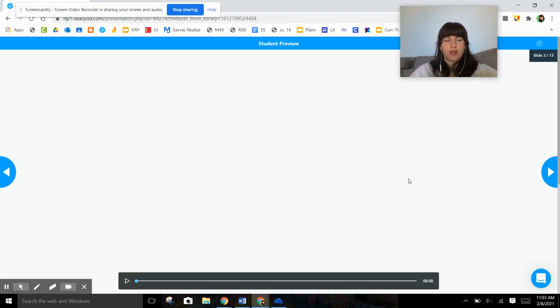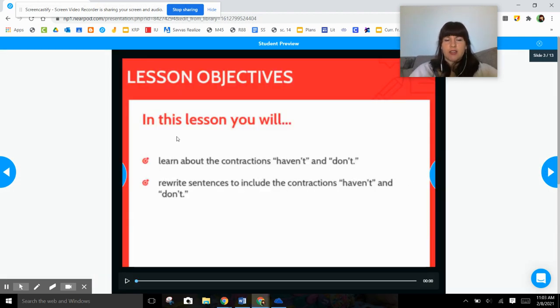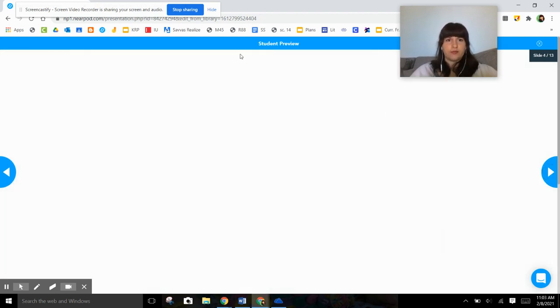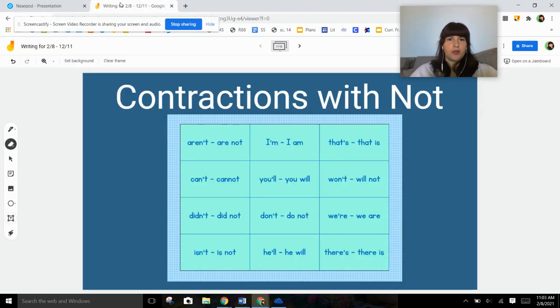what I'm talking about. So what are your objectives today? In this lesson, you will learn about the contractions haven't and don't. So we're only learning about two today, just like we did yesterday. And in this lesson, you will rewrite sentences to include the contractions haven't and don't. And you're going to type those using your keyboard, and Ms. Acton is going to show you where that apostrophe key is again today. Nope, going to the Jamboard now.